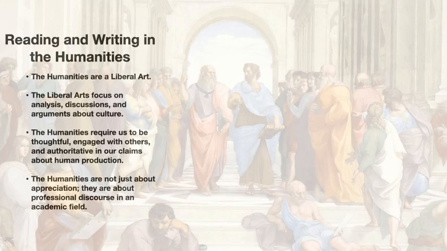This picture in the back is by Italian painter Raphael, and it is the Plato Symposium. You've got Plato and Aristotle walking here in the middle of the picture, and people standing around talking about deep ideas. Reading and writing in the humanities. What does this mean to read and write in the humanities?